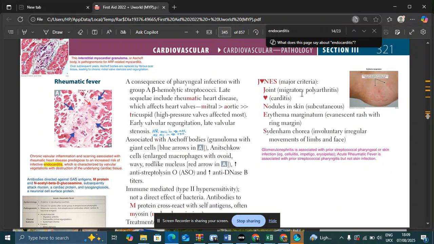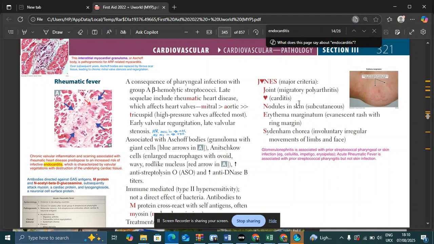They will usually present with migratory polyarthritis. Sometimes they have knee joint pain, then it could be elbow joint pain or pain in the shoulders. So this is the migratory polyarthritis. Multiple joints will be involved and the pain will shift from one joint to another joint. Second is carditis, usually myocarditis. Due to this carditis, it can lead to involvement of heart valves. First they involve the mitral valve, and then the aortic valve, and then the tricuspid valve.